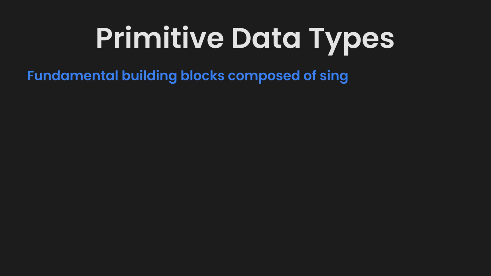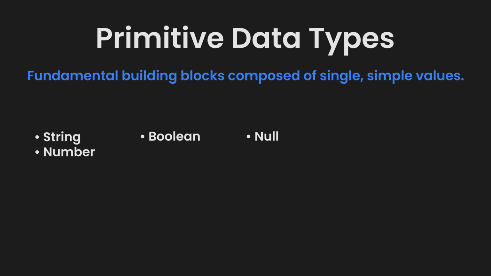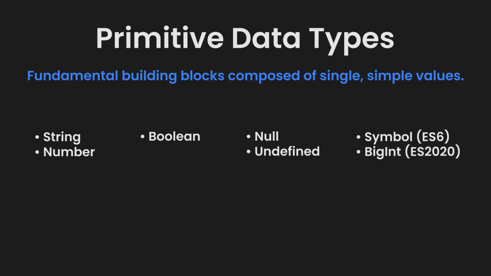JavaScript divides its data types into two main categories, primitives and objects. We'll start with primitive data types. These are the fundamental building blocks of JavaScript, representing single, simple values. There are 7 primitive types. We have string for text, number for both integers and floating point values, Boolean for true/false logic, and null for the intentional absence of any object value, undefined for unassigned variables, and symbol, introduced in ES6, for unique identifiers. Finally, BigInt, added in ES2020, handles arbitrarily large integers.